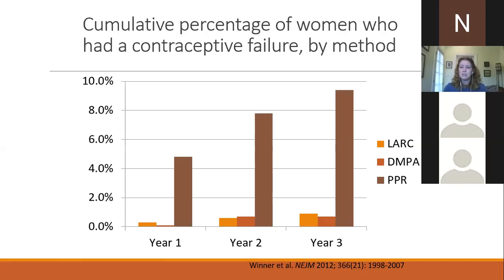Another thing that's important to know when we talk about the pill, patch, ring, 92% typical use effectiveness. Well, that's not that bad. But you see that increases over time. So if somebody's using a pill, there's a cumulative effect. So there's more risk of failure over time, just because of the way the statistics work out.